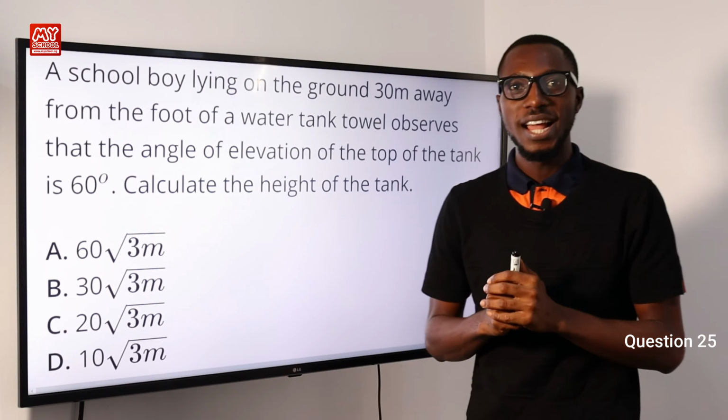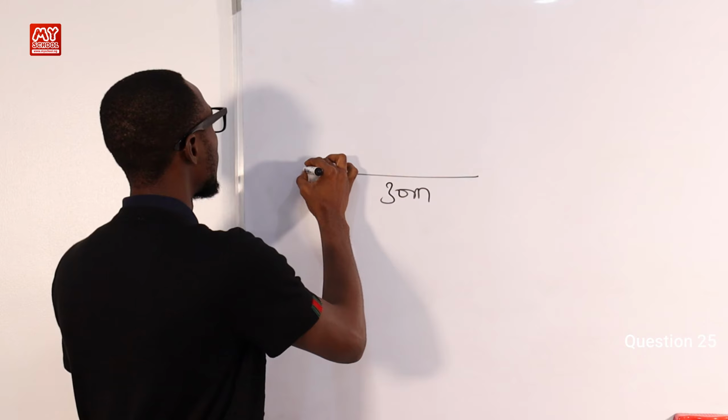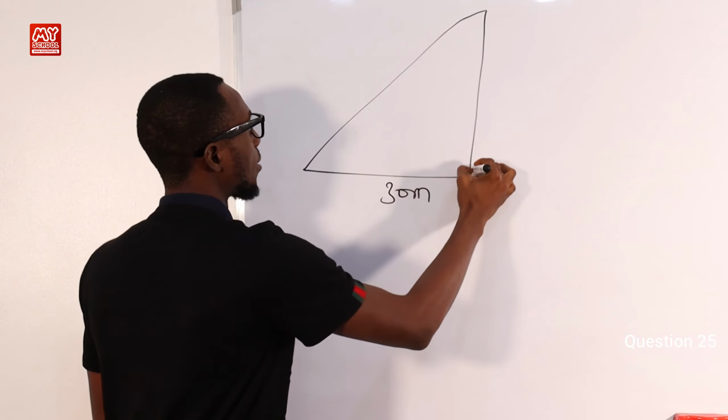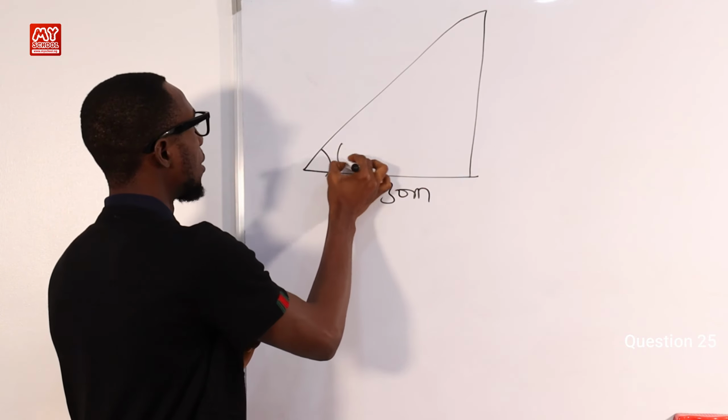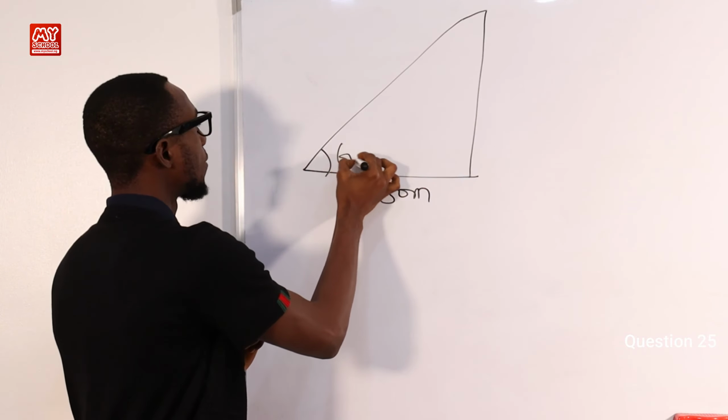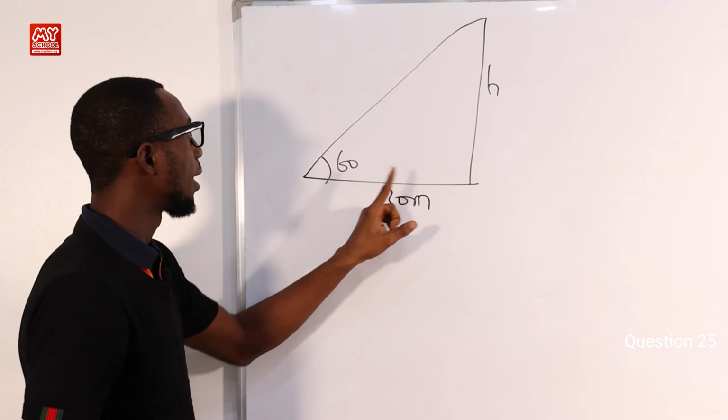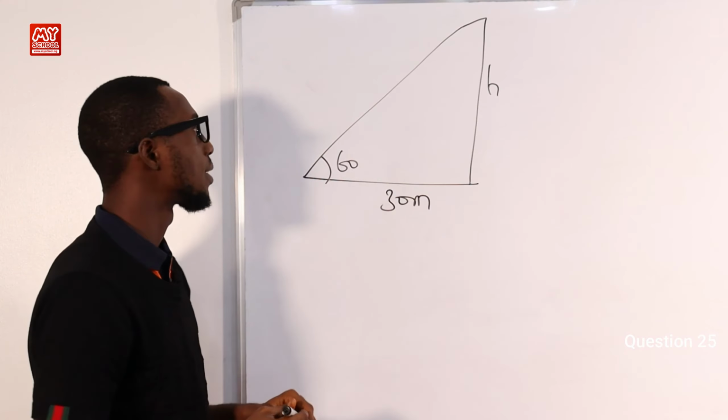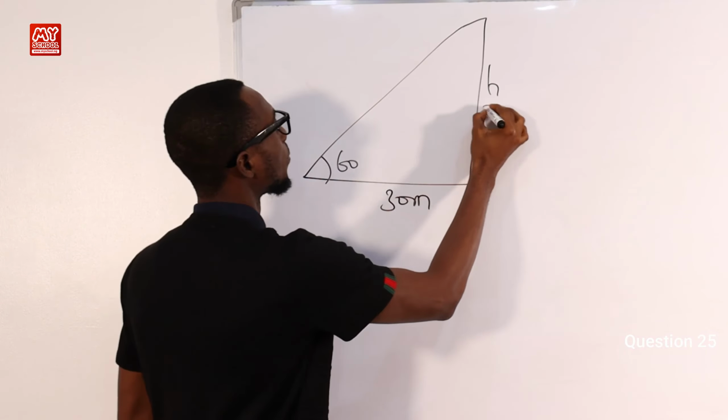So we are now told the angle of elevation is 60 degrees from the boy. Okay, so we are asked to find the height of the tank, or the height of the water tank tower. So what we can tap out from here is we are asked to find this side which represents the opposite. Remember, the longest side is the hypotenuse, then we have the adjacent. Very well. So we are asked to find opposite, then we are given adjacent.